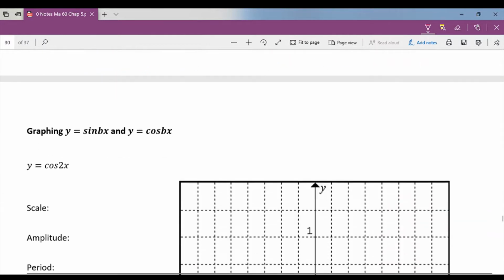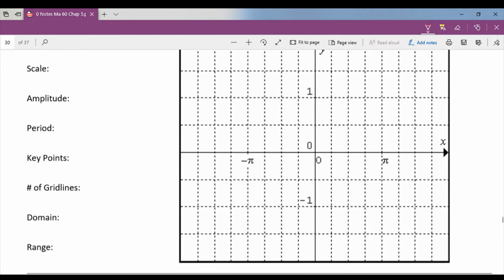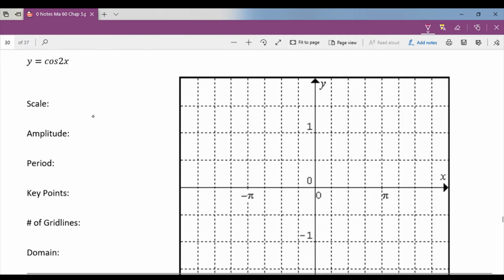Okay, so let's try some. So if I was going to graph y equals cos 2x, again, you could start with your y equals cos x graph, and then you could compress it by 2, but I find it harder. So what I'm going to do is kind of go the way that I was talking you through it before. So we're expecting in this one a horizontal compression by 1/2. Our scale is still pi by 4. I'm using the same grid for you.